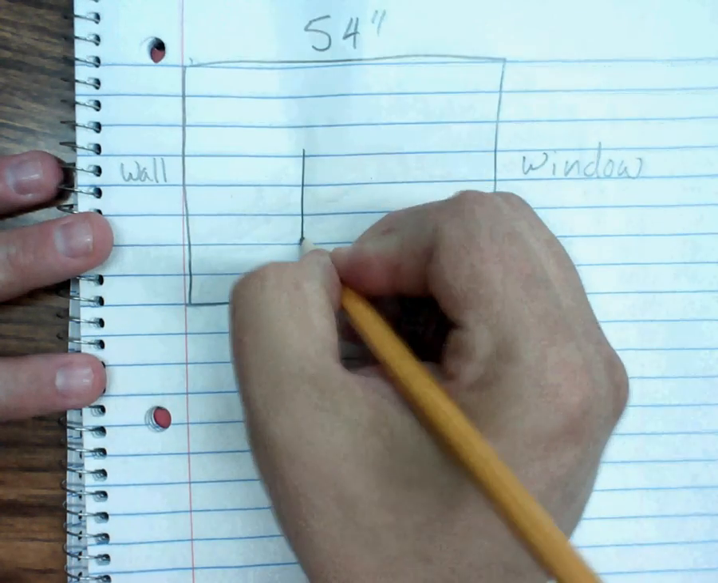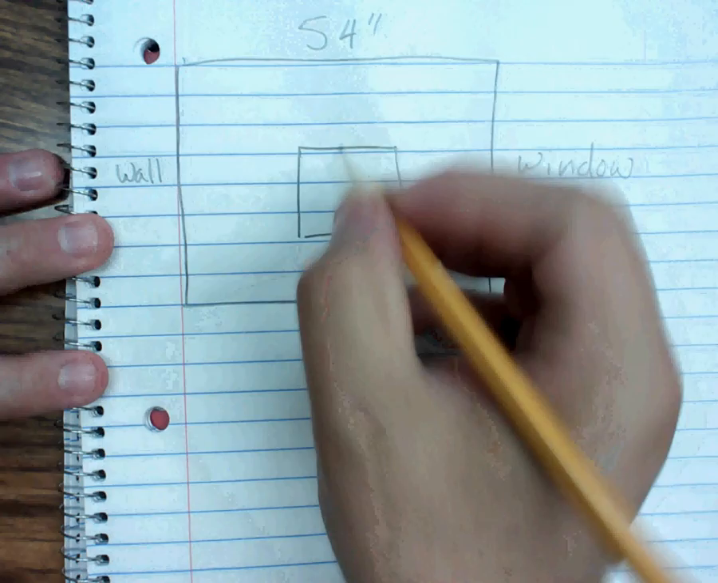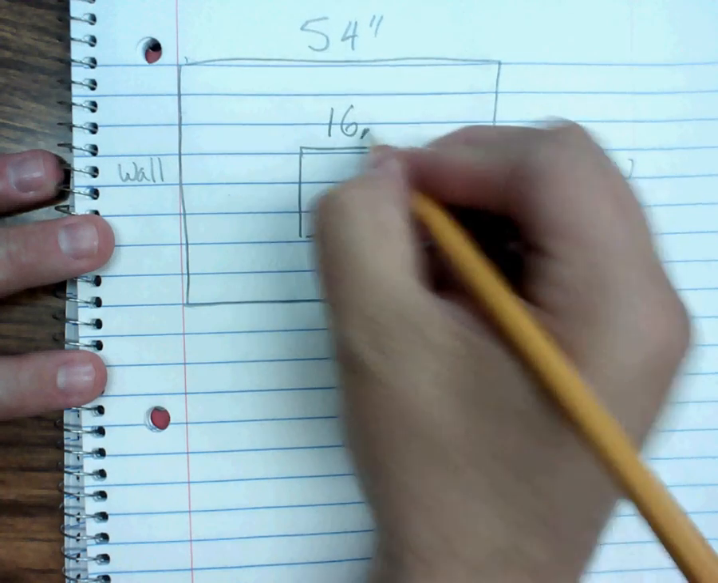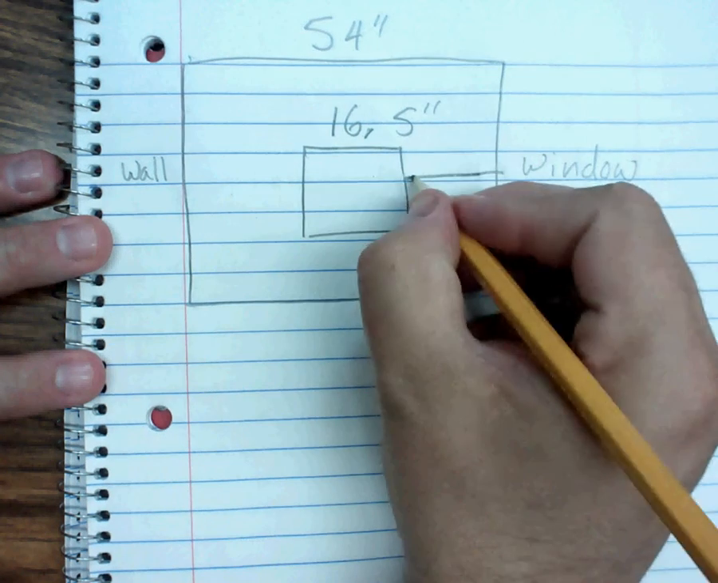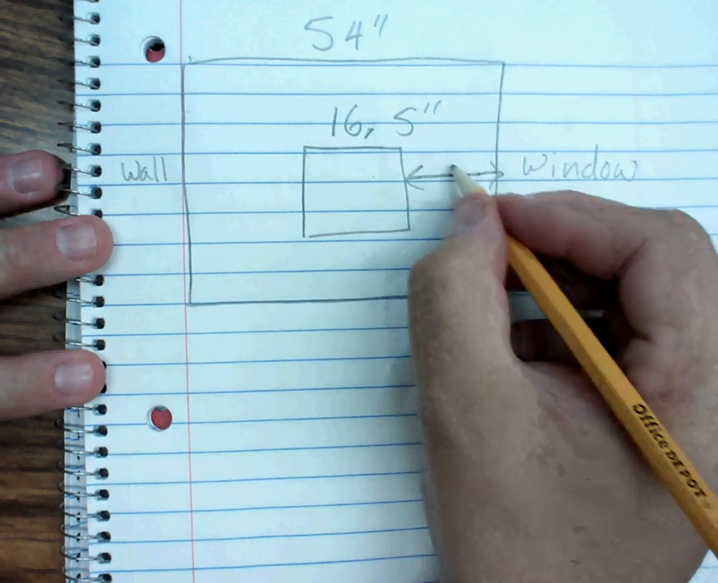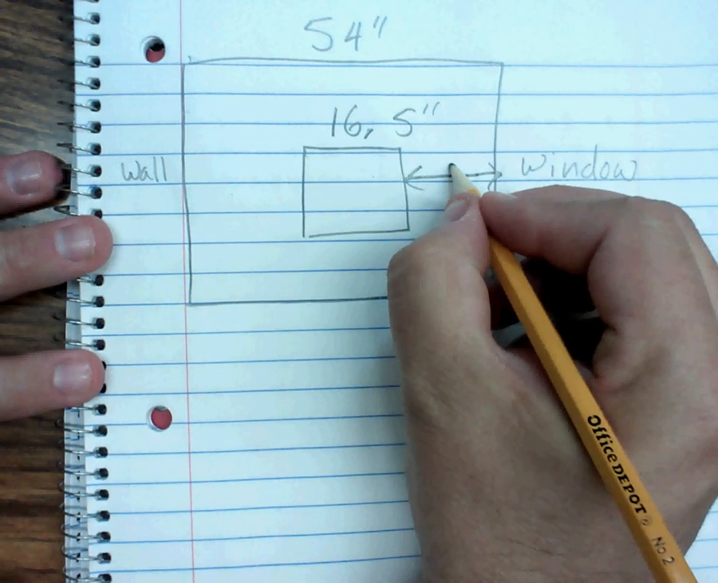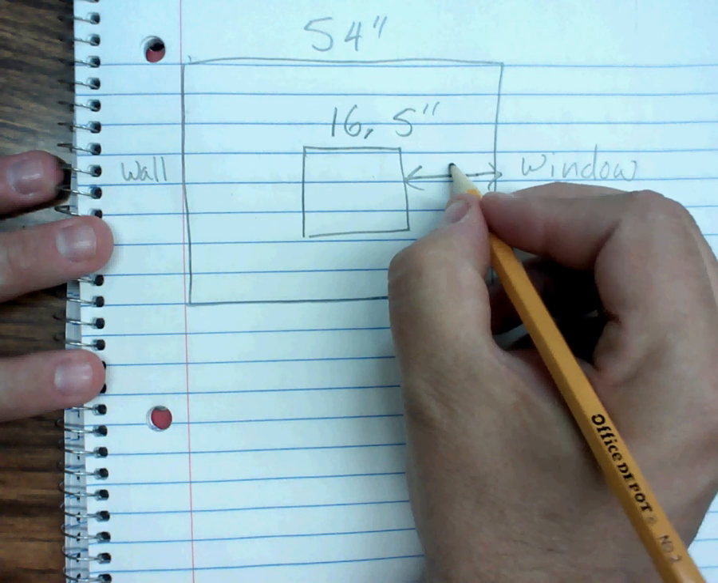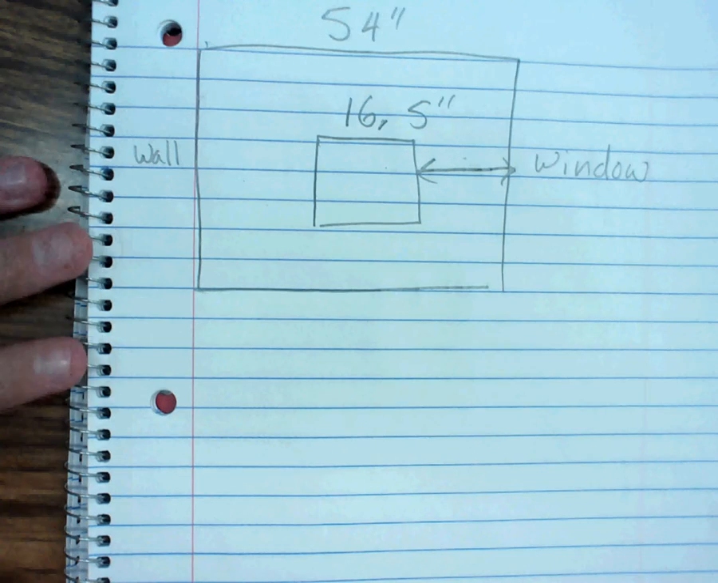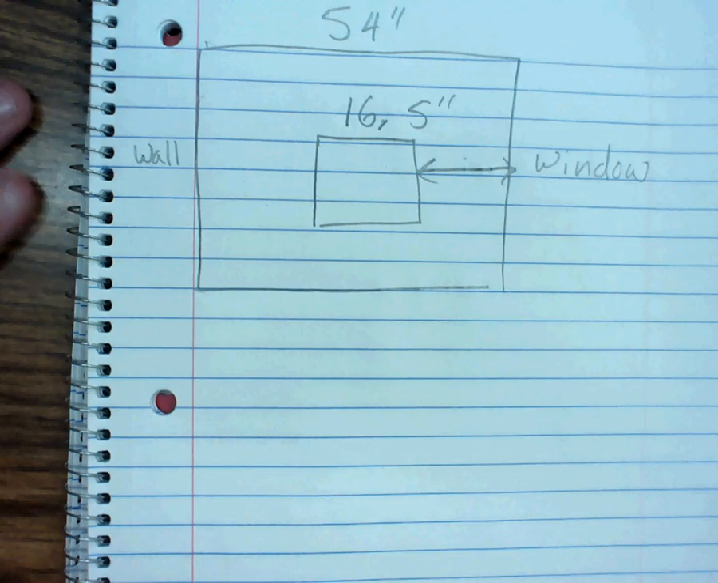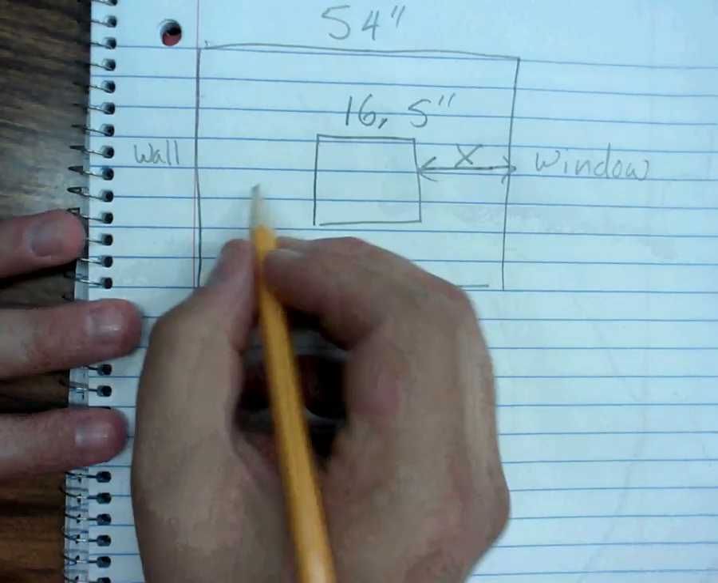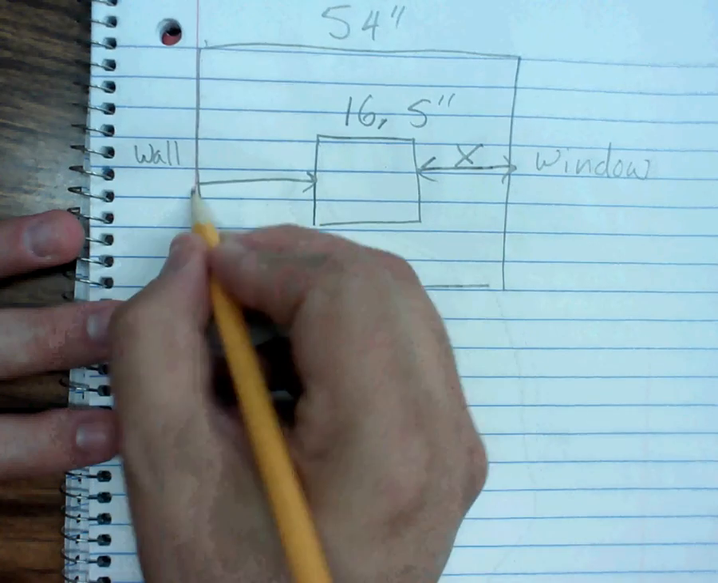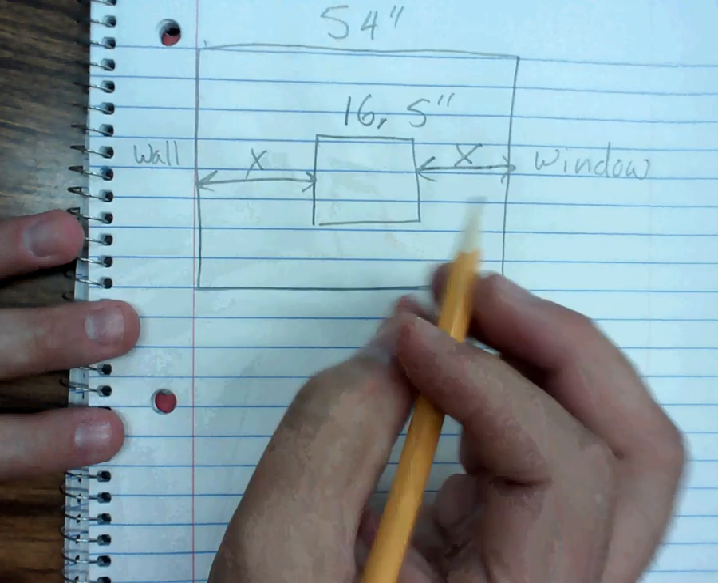And the picture is 16.5 inches. And she wants it in the center, so she knows that this distance, do we know what this distance is? No. So what do we do with stuff we don't know? We assign it a variable. We're going to call this distance x. And if it's centered, the distance here will also be x, right?